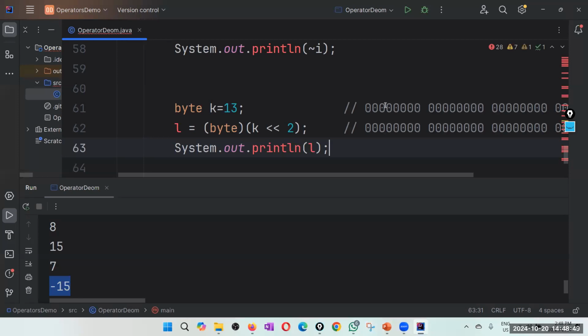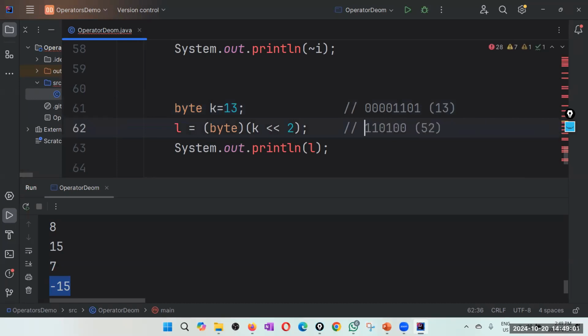We don't need all of these, 8 bits is enough. So this is 13 in binary: 1, 2, 4, 8, 8 plus 4 is 12, 12 plus 1 is 13. Now what we do at bit level is shift this by 2 positions to the left. Shifting from right to left, do you see? So we shift by 2 positions. When you push this by 2 positions, these 2 zeros will be lost.